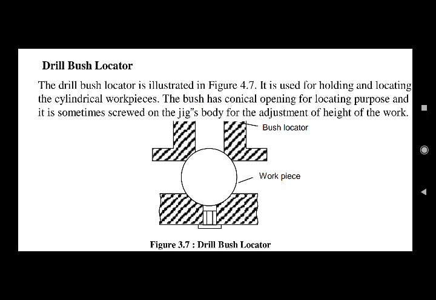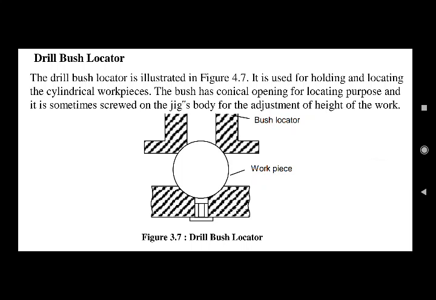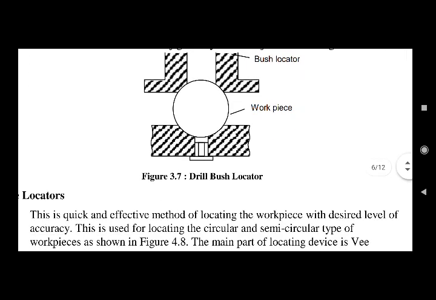Now my dear friends, you have to understand that whatever we are discussing here deals with a jig. A jig has the primary function of holding the component, locating the component, as well as guiding the tool. Remember these 3 points: holding the component, locating the component and guiding the tool. Over here the drill bush locator is illustrated in figure 4.7. It is used for holding and locating cylindrical workpieces. The bush has a conical opening for locating purposes and it is sometimes screwed on the jig's body for adjustment of the height of the workpiece.